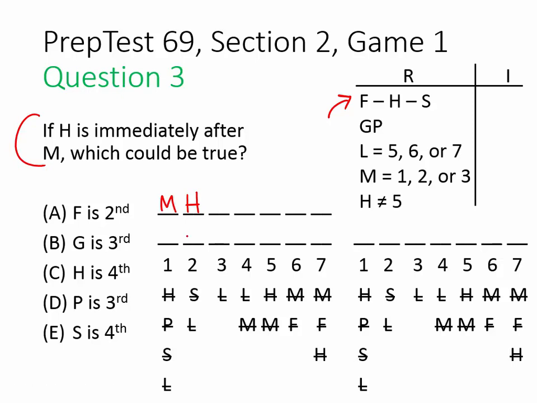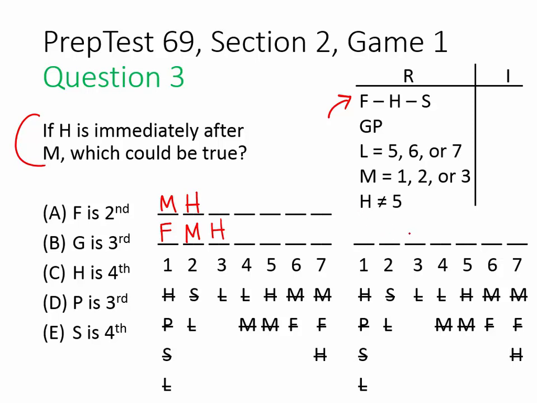So let's try it in space 2. M, H, F. We know right off the bat those have to be there. The remaining letters are somewhat malleable. We need to get an S in there somewhere. We have to have GP in a row, and L has to be at the end somewhere. Okay, so we have a lot of flexibility remaining.